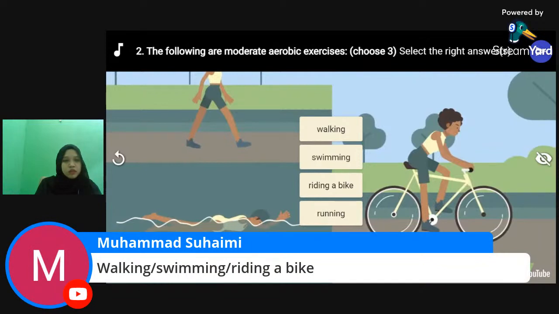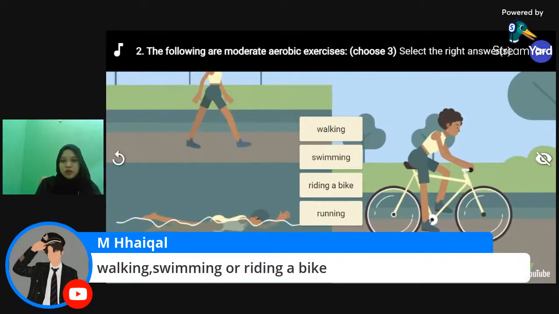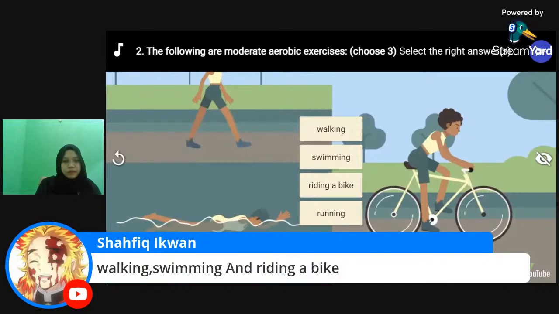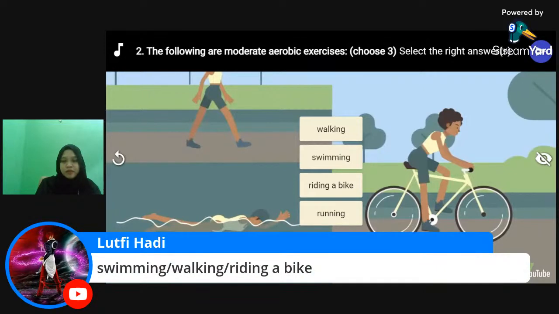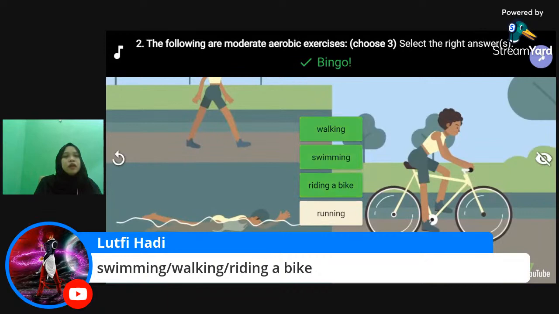Okay, we have walking, swimming, riding a bike. Let's look at the other answers. Any other answers? Most of you answered the same thing. Walking, swimming, riding a bike. Those are the answers that you've chosen. Let's see if that's the correct one. Very well done. All right, let's look at the next question.